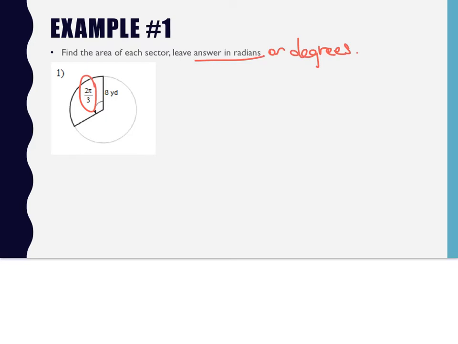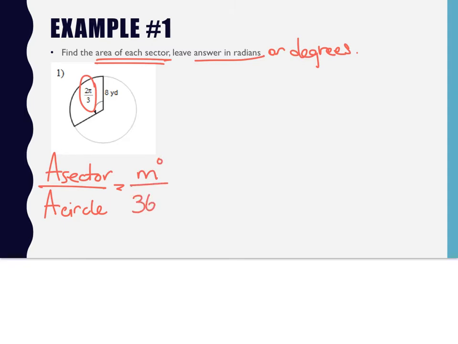All right, but let's figure out what we need to find here. We need to find the area of the sector, so we need to use this formula. Go ahead and copy it from your vocabulary section. We need the area of the whole circle, and we'll need however many degrees it is out of 360. So our first job, let's convert that 2 pi over 3 to degrees. We learned that in our last lesson.